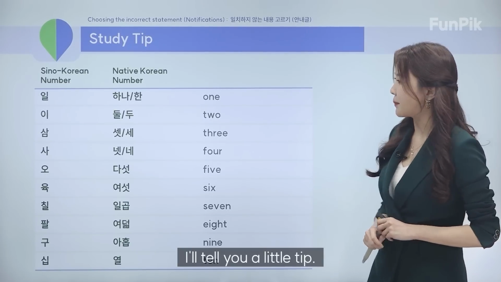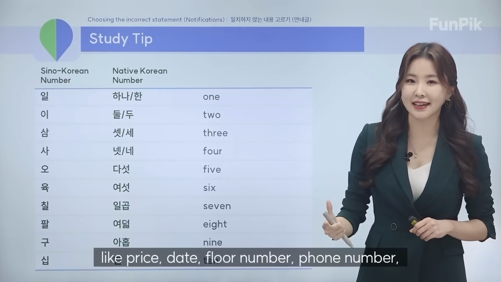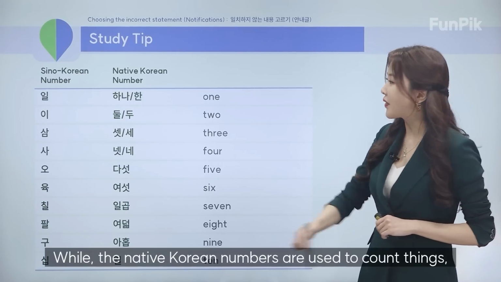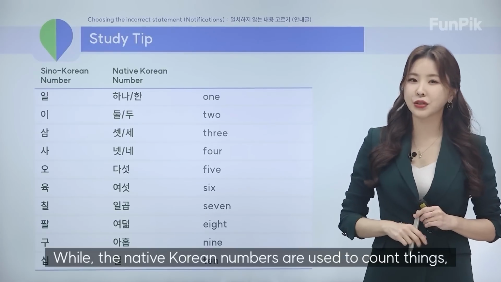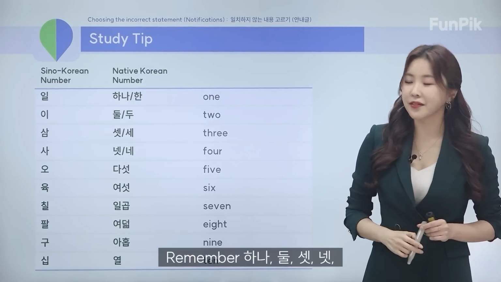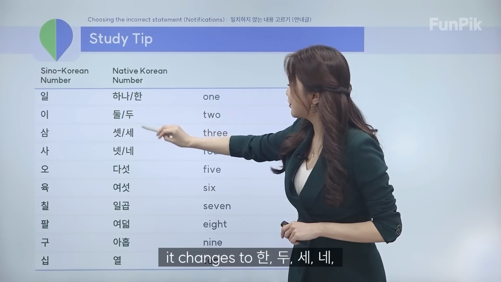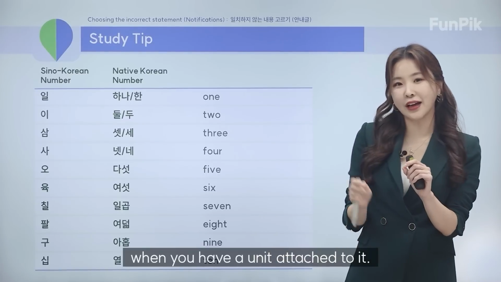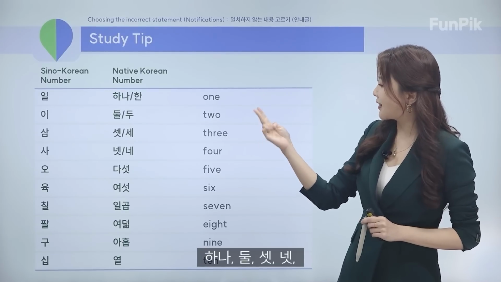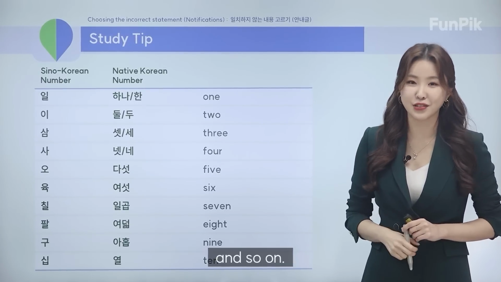I'll tell you a little tip. The Sino-Korean numbers are usually used for things like price, date, floor number, phone number, and so on. While the native Korean numbers are used to count things, usually up to 20. And remember, the 하나, 둘, 셋, 넷, it changes to 한, 두, 세, 네 when you have a unit attached to it. For example, 하나, 둘, 셋, 넷, but 한 개, 두 개, 세 개, 네 개, and so on.